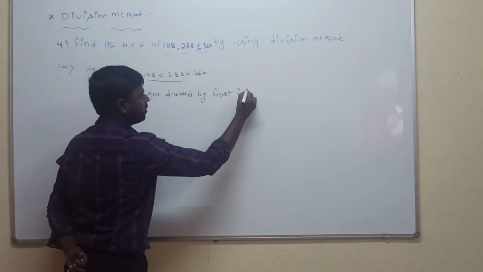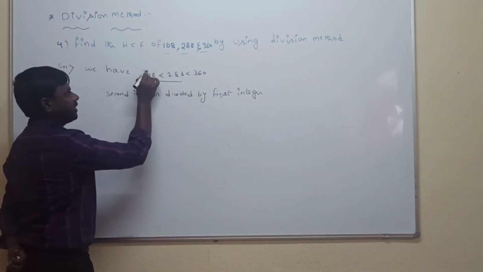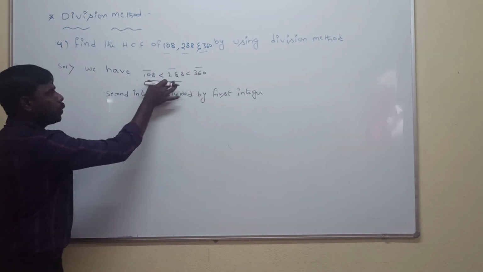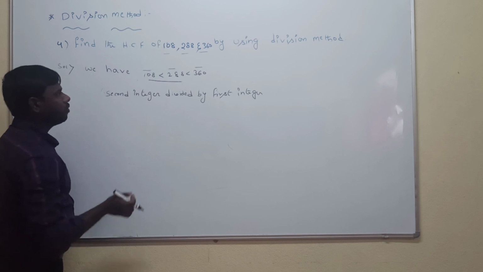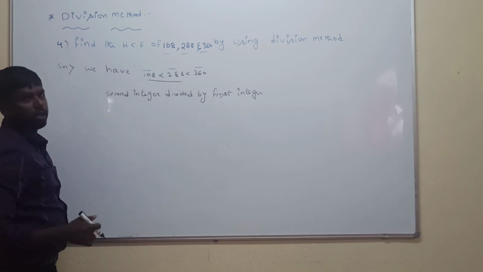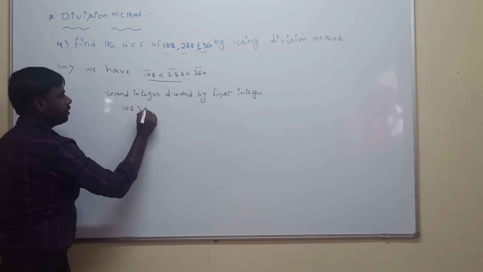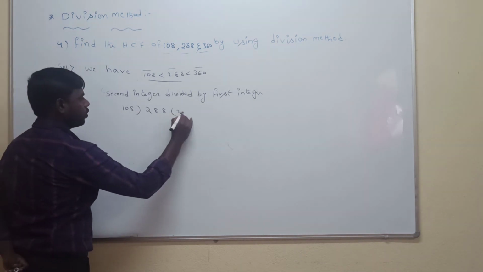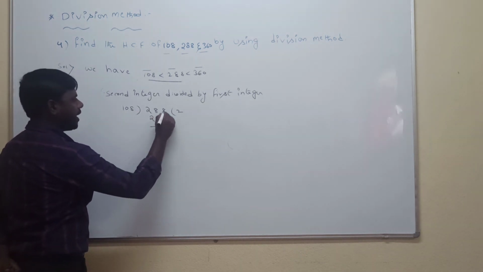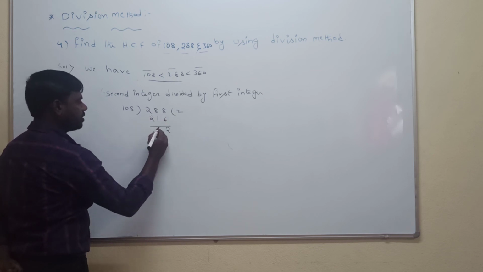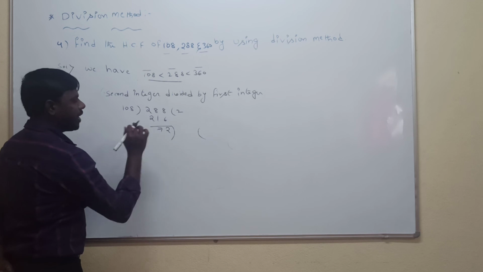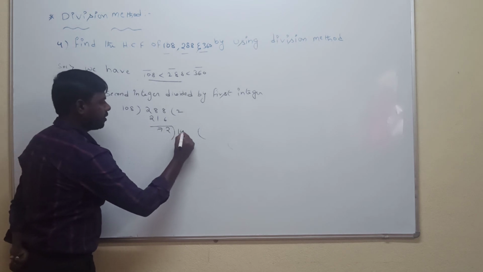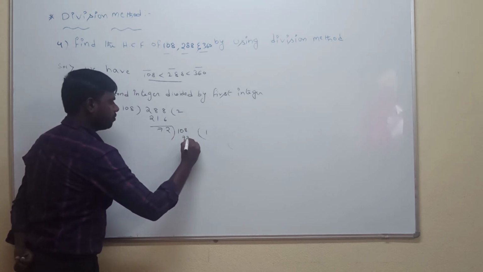You are understanding what I am writing. This is the first integer, this is the second integer, this is the third integer. First you use the division method on the first 2 numbers. Second integer divided by the first integer. So 108 into 288: 108 times 2 is 216, and 288 minus 216 is 72. Here we are not getting remainder 0, so we divide the first divisor by the first remainder. So 108 by 72, 72 times 1 is 72.